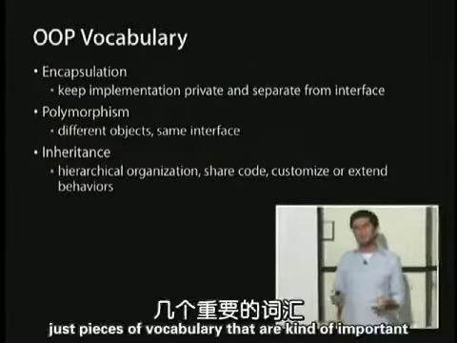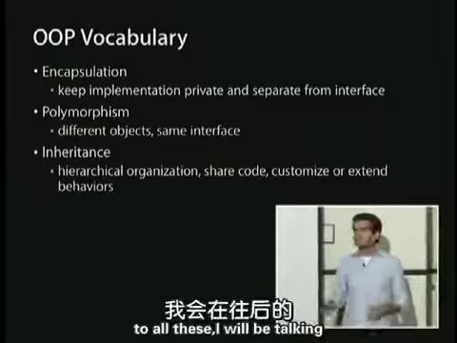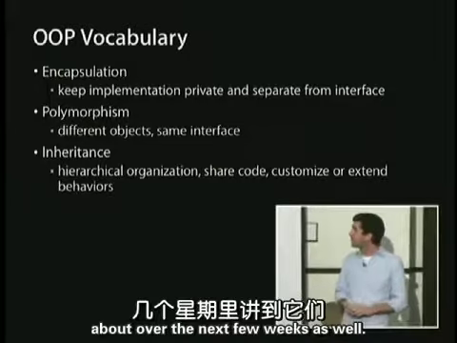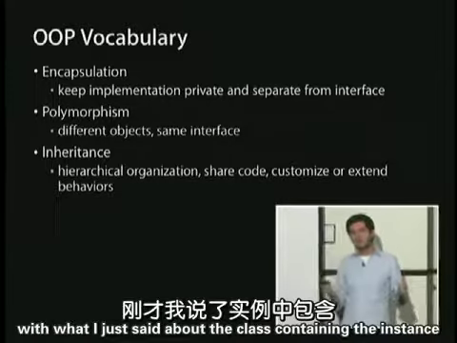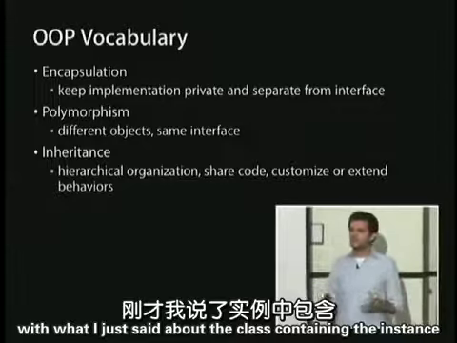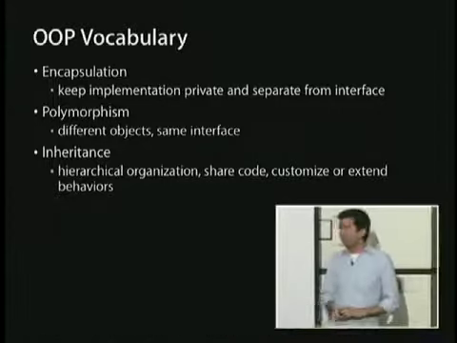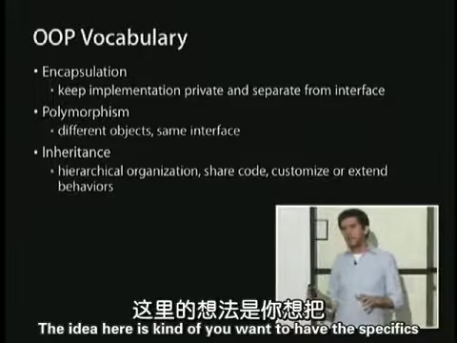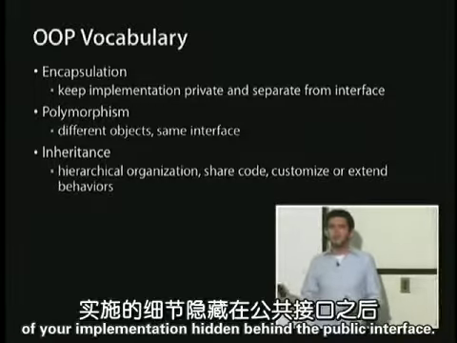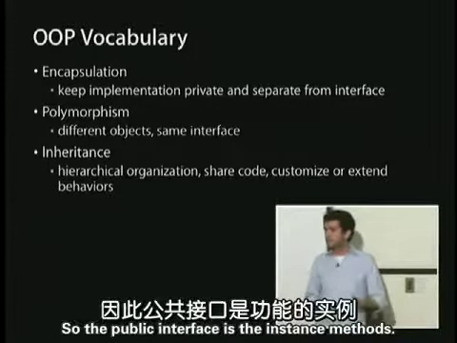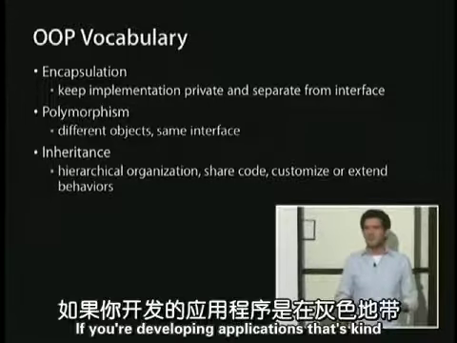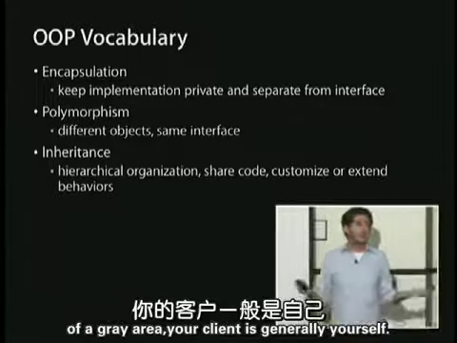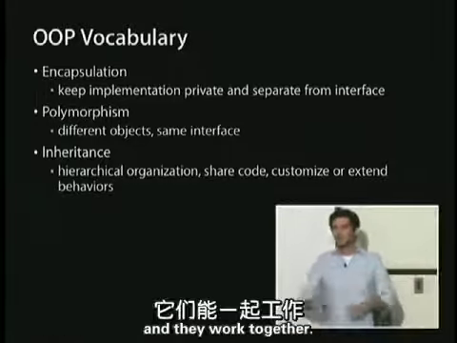So there's a few pieces of vocabulary that are important to all this that we'll be talking about over the next few weeks as well. The first is encapsulation, and that goes along with what I just said about the class containing the instance variables and the data members. The idea here is you want to have the specifics of your implementation hidden behind a public interface. So the public interface is the instance methods, and that's what's exposed to your clients. If you're developing applications, that's kind of a gray area. Your client is generally yourself. You're writing an object, and you write the other object, and they work together.